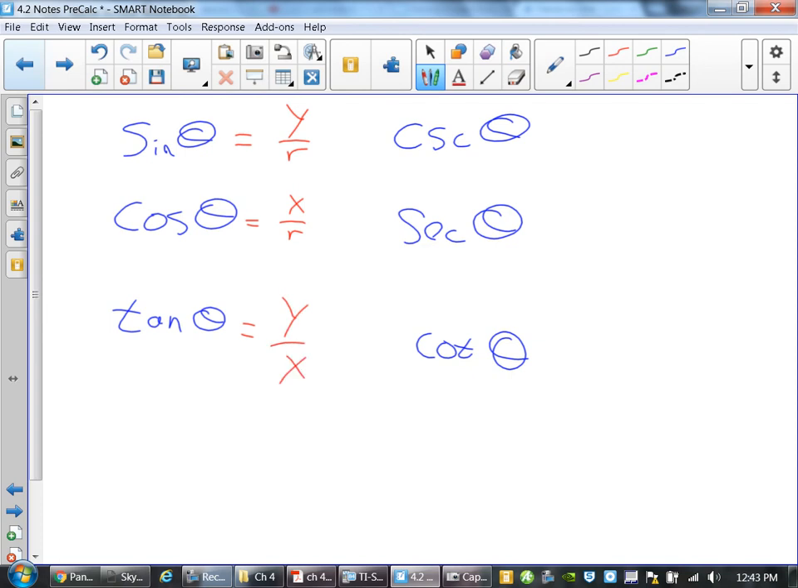Inverse trig functions. I'm assuming you remember that cosecant mirrors with sine, or is the inverse of sine, secant is the inverse of cosine, and so on. So if sine is y over r, what's cosecant? R over y.